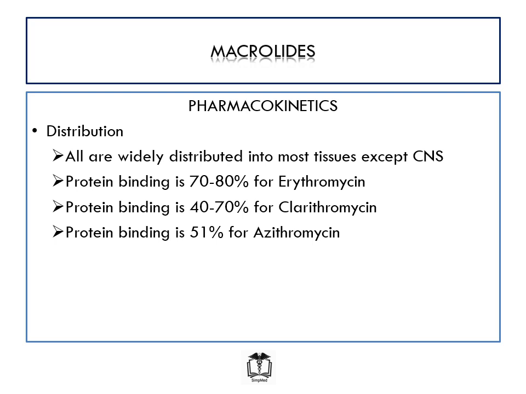In terms of distribution, all three macrolides are well distributed. They are distributed to almost all the tissues except the CNS. In terms of their protein binding, it also tends to differ. Erythromycin binds largely to protein, about 70-80% of it will bind to plasma proteins, followed by azithromycin, which is about 41%, and then clarithromycin, about 40 to 70%.